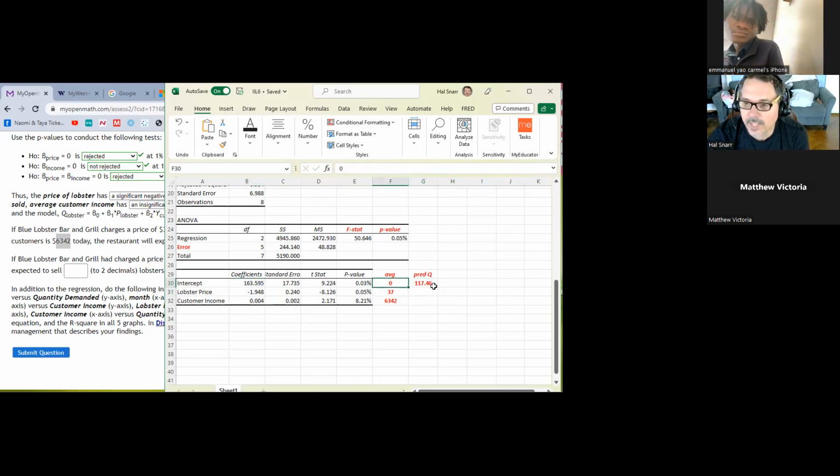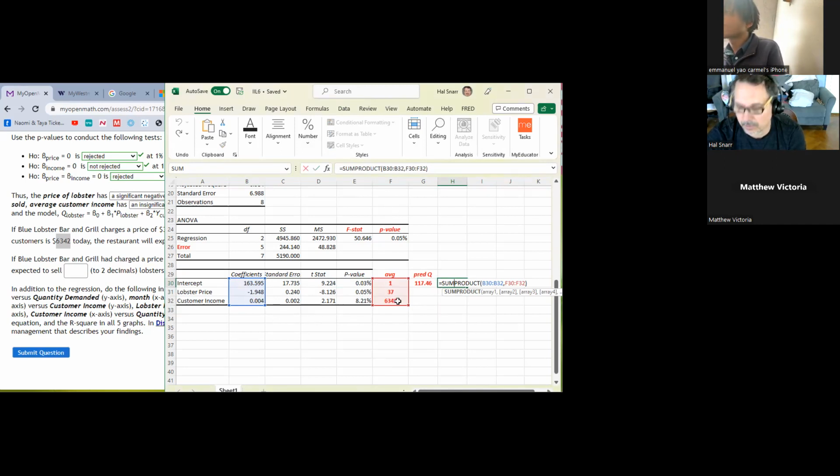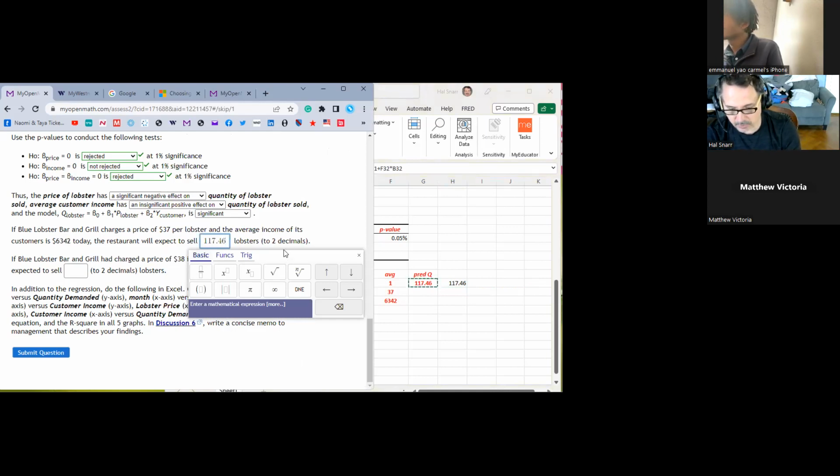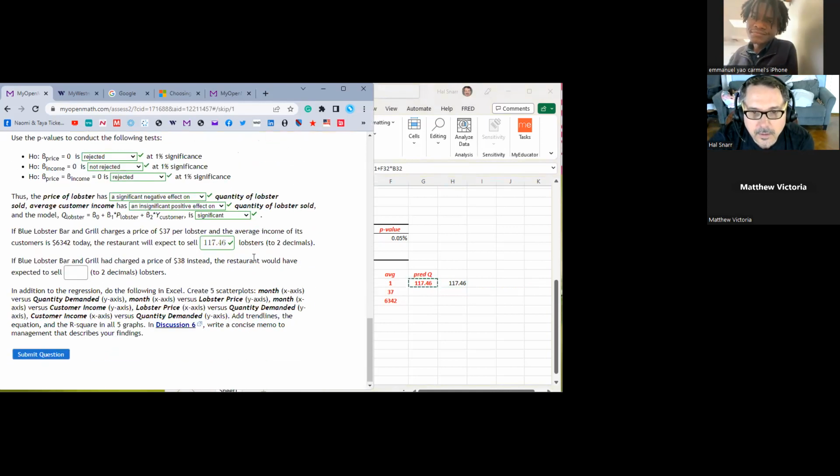Oh, yeah, that's why. We need to make that 1. Okay. There we go. Duh. I was multiplying it by 0. So what we're doing here is multiplying this last column by 1, adding that to this times 37, and adding that to this times 6342. And we get the same thing. So that's my predicted quantity if my price is average and my customer income is average.